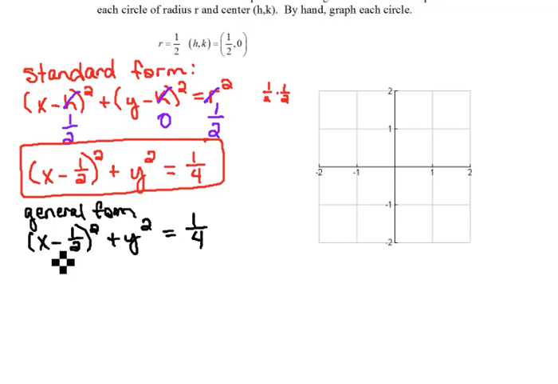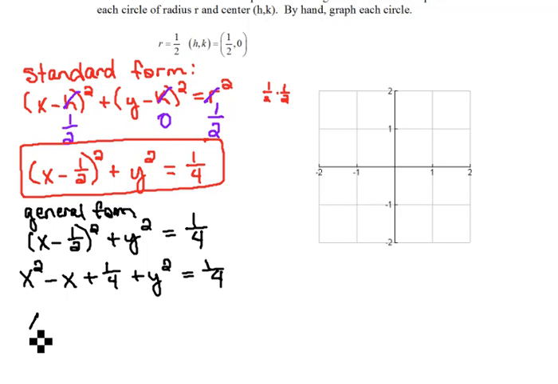And if I multiply this binomial, (x minus 1/2) squared, multiply it out, I don't need parentheses there, that would be x squared, and then we would have minus 1/2 x minus 1/2 x, which would be a minus whole x, and then a plus 1/2 times 1/2 would be 1/4. And then we would also have the plus y squared equals 1/4. Now it's a matter of putting it in the correct order.